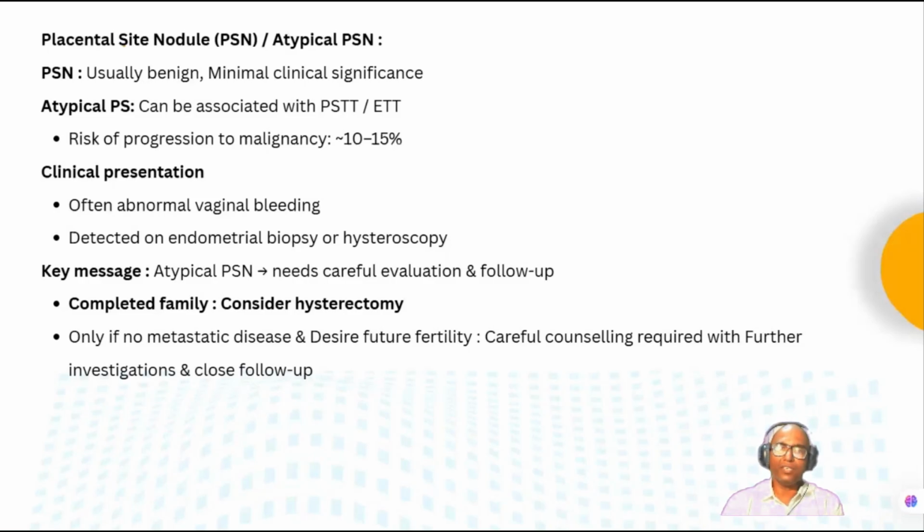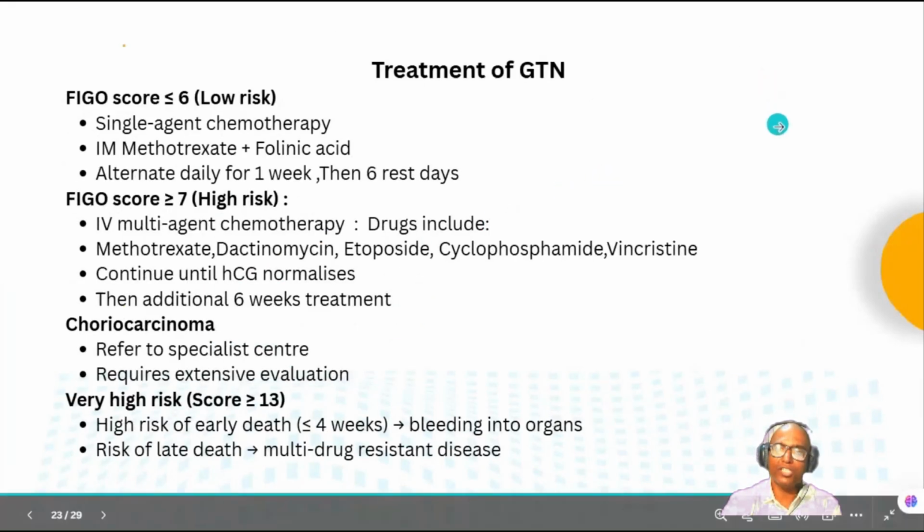Clinical presentation, often it will present with abnormal vaginal bleeding. It is detected by endometrial biopsy or hysteroscopy. So key message is that atypical placental site nodule needs careful evaluation and follow-up. If the family is complete, go for hysterectomy. Only if no metastatic disease and desire for future fertility, careful counseling required with further investigation and follow-up. So in PSTT, ETT, and atypical placental site nodule, the choice of treatment is a surgical treatment in form of hysterectomy.